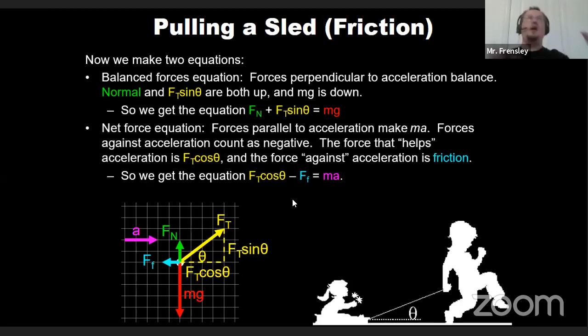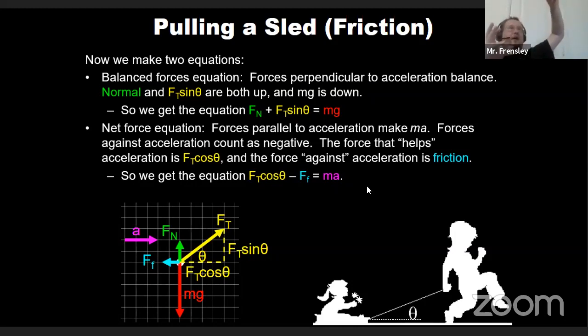On the other hand, forces parallel to acceleration can't balance because there's an acceleration. That's Newton's second law. So the forces parallel to acceleration are going to net to mass times acceleration. The tension cosine theta helps acceleration, so it is positive. The friction is opposed to acceleration, opposite direction makes it negative, equals ma. That's how I set up every force problem.